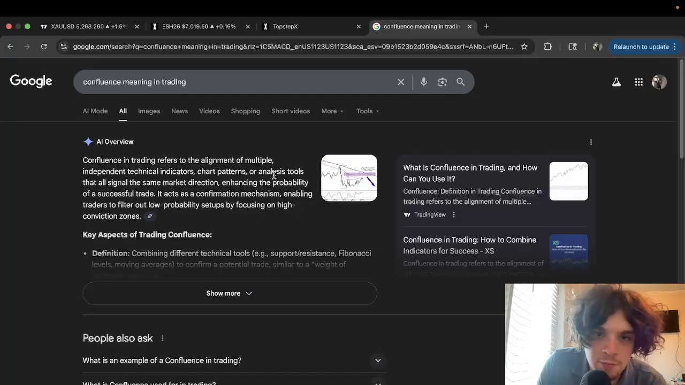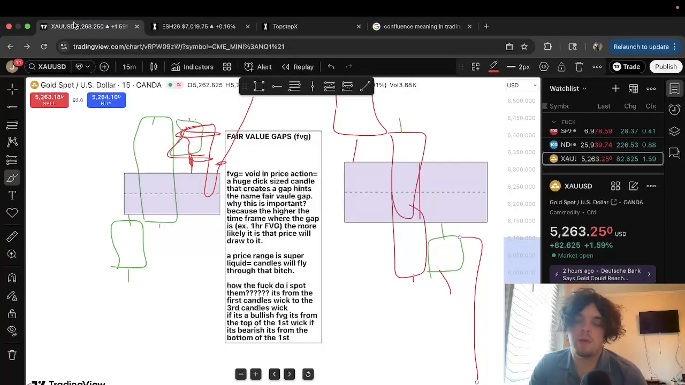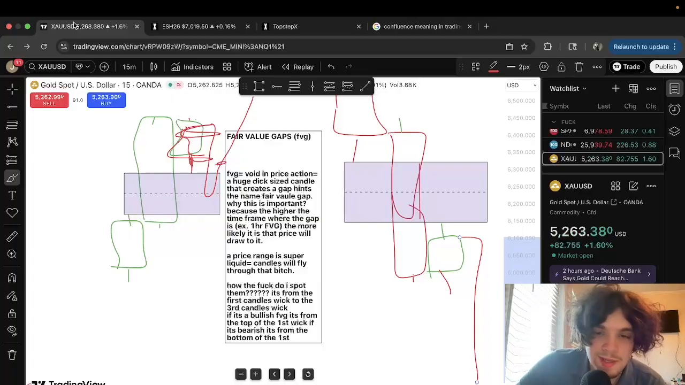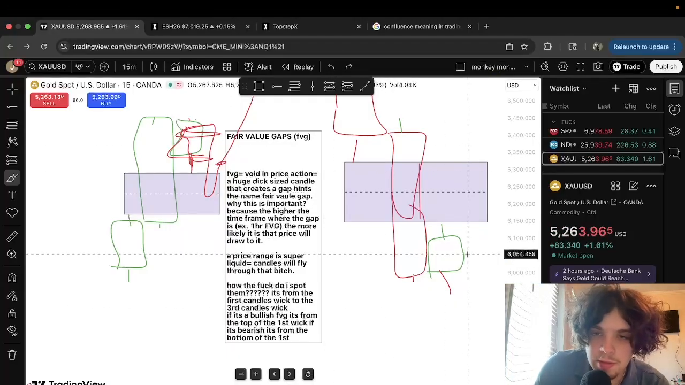It's a confirmation mechanism, enabling traders to filter out low probability setups and focus on high conviction zones. You see what I mean? It's those things that let you know it's either a good time to enter or it's not. Some confluences will tell you it's not, but you have to learn how to use them, and that just comes down to market experience.